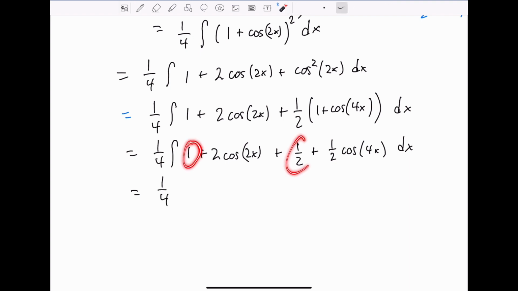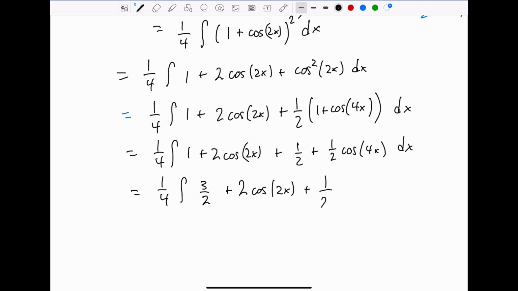I have a 1 plus 1/2, that's 3/2 or 1.5. I'll just write it as 3/2, plus 2 cosine of 2x, plus 1/2 cosine of 4x. We could work through all the steps of u substitution to solve these two integrals, but they're the simple type that we want to be able to write down without having to proceed through all the steps. So now we can write the answer.